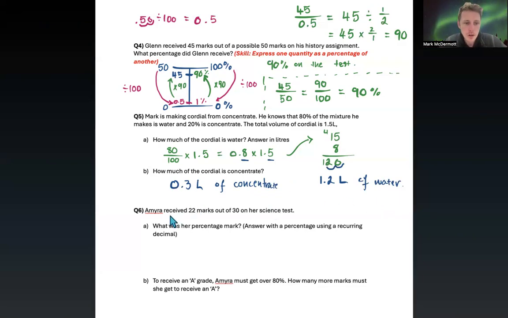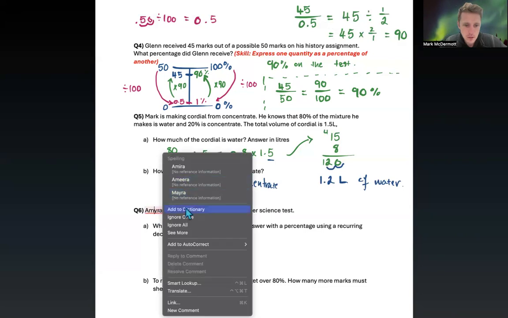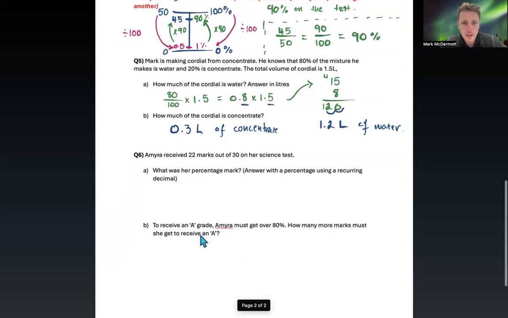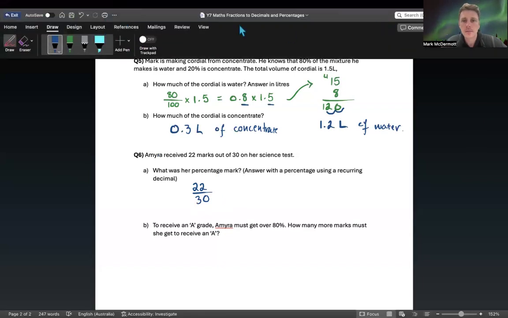Okay, next one. Amira received 22 marks out of 30 on her science test. What was her percentage mark? Answer with a percentage using a recurring decimal. Okay, express it as a fraction, 22 out of 30. Now, we're going to struggle to make the denominator equal to 100 here. So we're going to work out her percentage. Well, what we could do is set it up as a long division. Let me think of the best way to explain this.